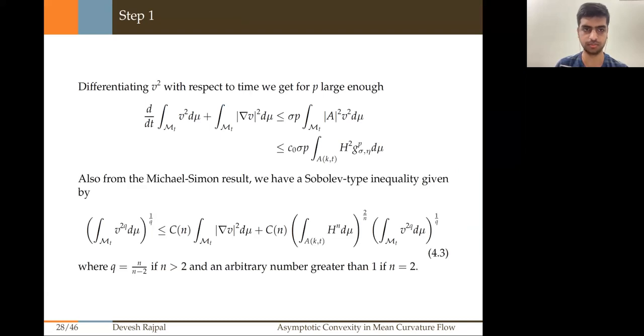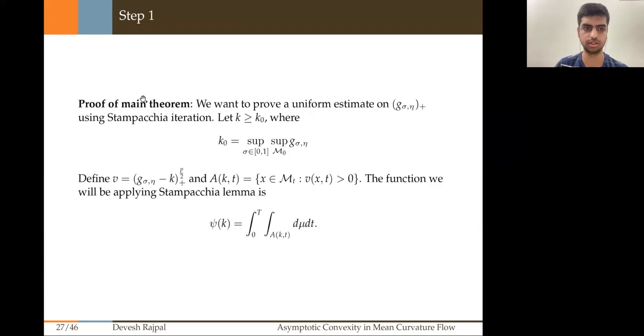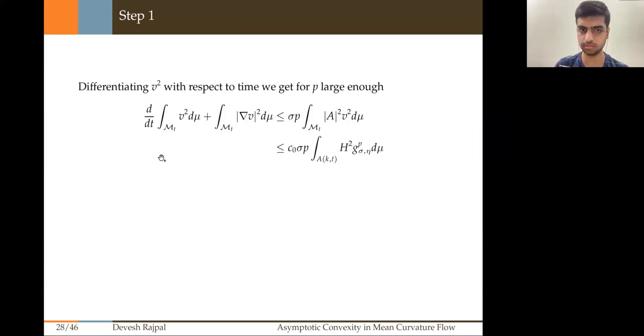In the notation of v now, v was g sigma eta minus k raised to p. Now I'm using that v square is less than or equal to g, because it was some difference. V was g minus k, the positive part of that. So v square will still be less than or equal to g raised to p. And our second fundamental form is also less than or equal to some constant times h square.